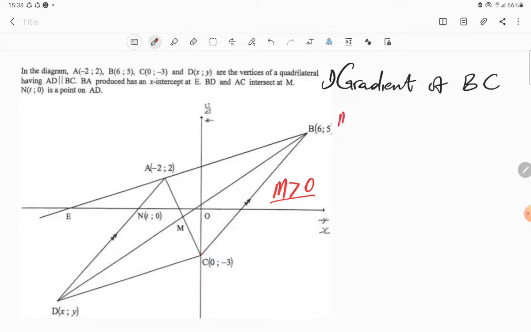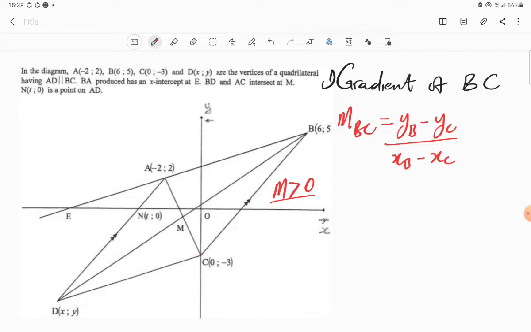So the gradient of BC is equal to yB minus yC divided by xB minus xC. So it is wise to name your coordinates so that you don't swap them around. Or some can say y1 minus y2, then x1 minus x2. It really doesn't matter as long as you do not swap your coordinates around.